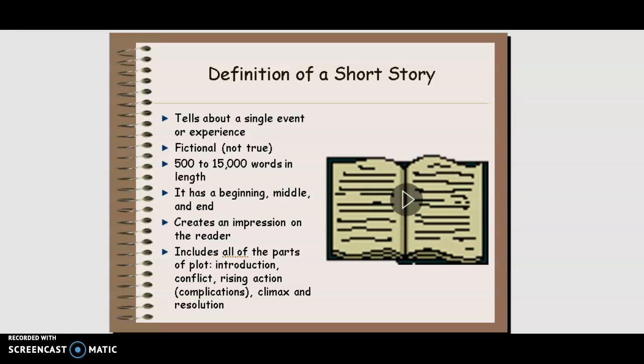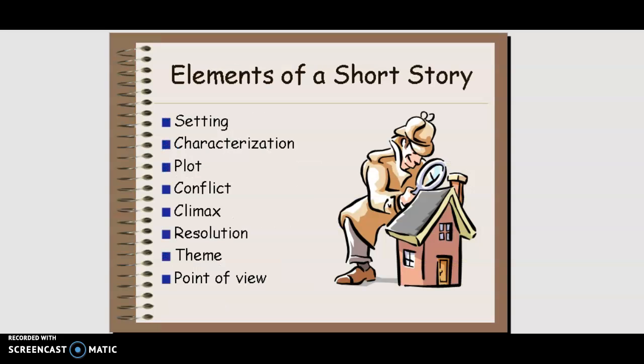Okay, the elements that we can find in a short story are, the first, the definition: a short story tells us about a single event or experience. Fictional, not true. We can use from 500 to 15,000 words in length, and it has a beginning, a middle, and an end. It creates an impression on the reader and includes all parts of plot: introduction, conflict, rise in action, complication, climax, and resolution.